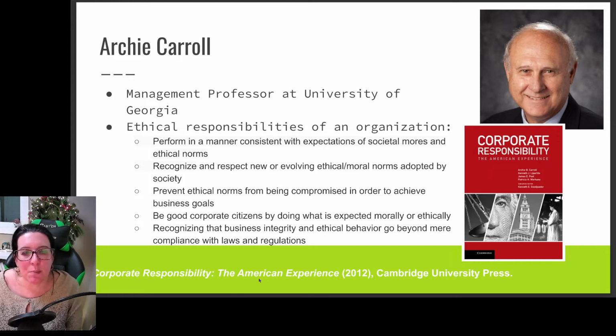And so there's an importance here in being a good corporate citizen, doing what is expected morally and ethically, and then recognizing that there are companies that go even further beyond that to do more than what is expected by society. And then the other piece is that corporate social responsibility isn't just giving back to the community, but it is also compliance with laws and regulations, and it is ensuring that your organization is performing effectively.